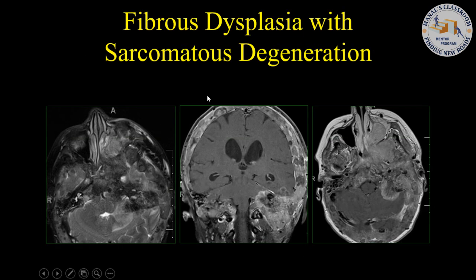And this is just an example of a patient that has Paget's disease. Excuse me, it wasn't fibrous dysplasia, it was Paget's disease. And this was Paget's disease that had sarcomatous degeneration, a very, very unusual case here. Very, very rare. It occurs in maybe less than 1% of cases, but very, very rare to see.